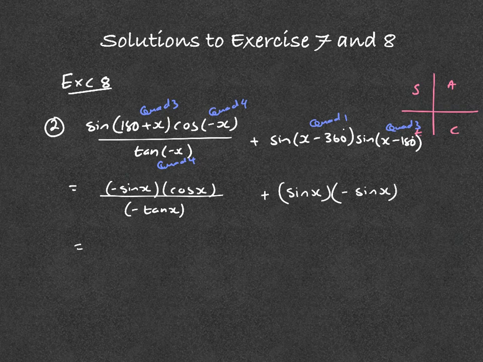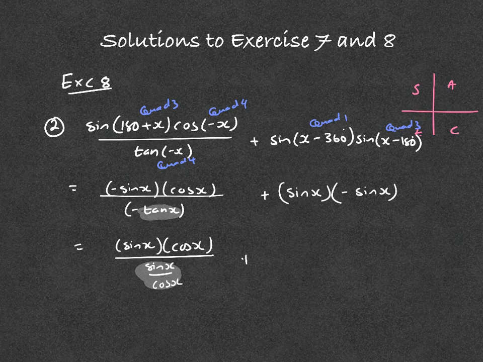Okay, so let's go for it. In the first term, our answer is going to be positive, right? So we've got sine x times cos x divided by tan x. Tan x is sine x over cos x. And then in term 2, we've got a plus sine x times minus sine x, so it's minus sine square x.